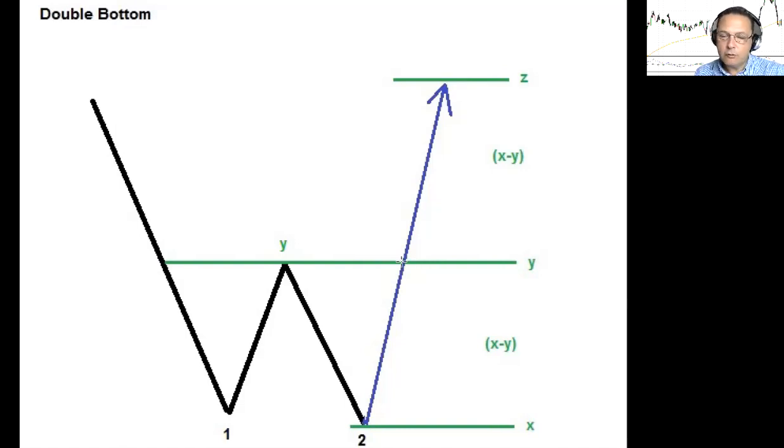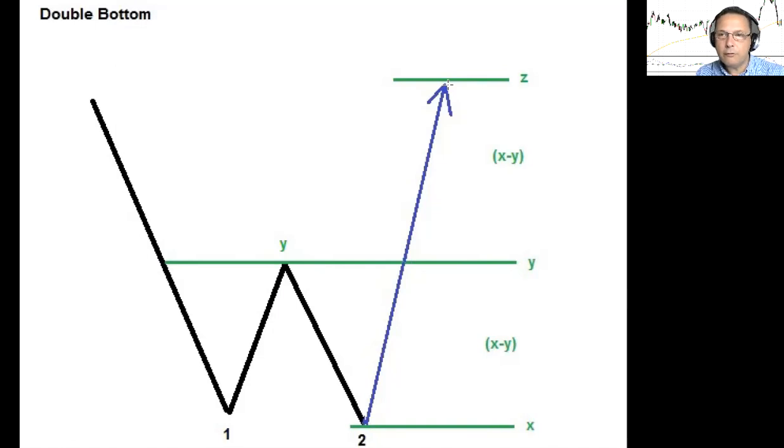So again, we have a directional bias to the upside because the trend has turned from down to up. And also we have that minimum projection based upon the widest point of the pattern. So in this case, it's again X minus Y, projected up from Y, which is the breakout point, and that gives you Z, which is the minimum projection based upon it.